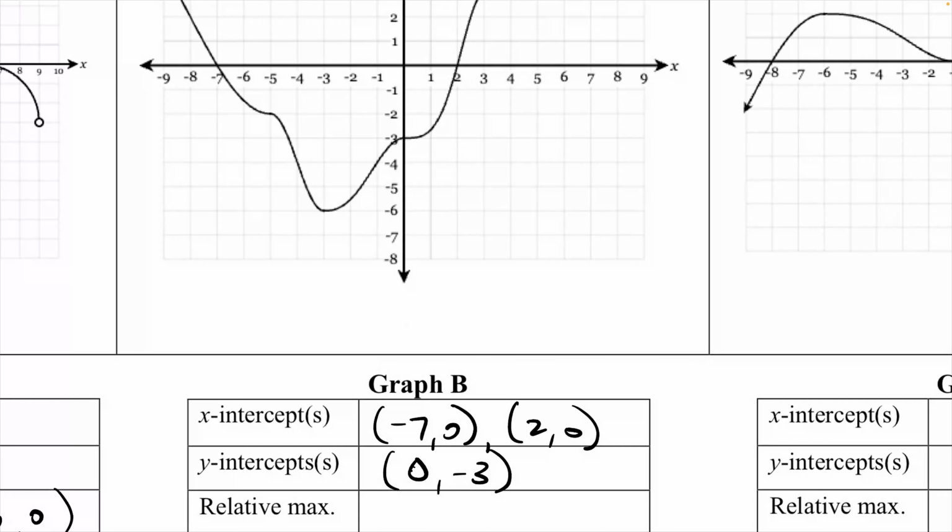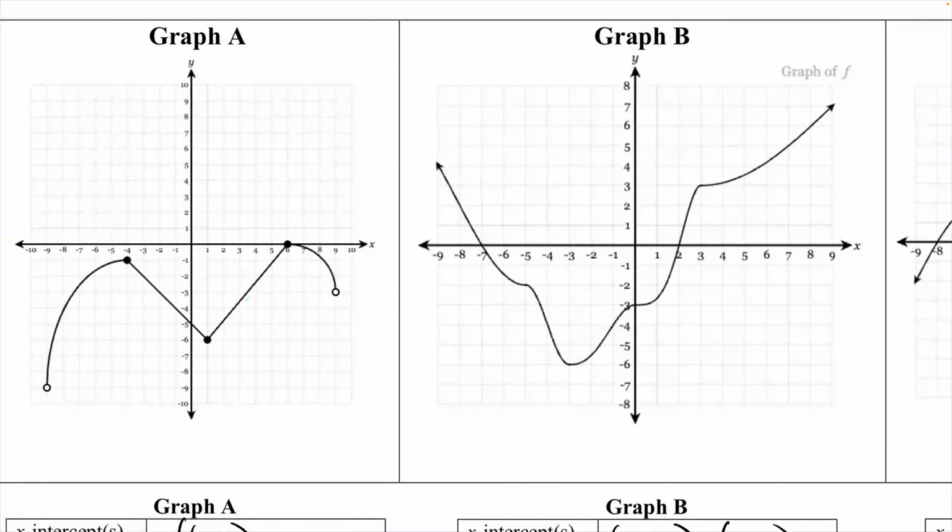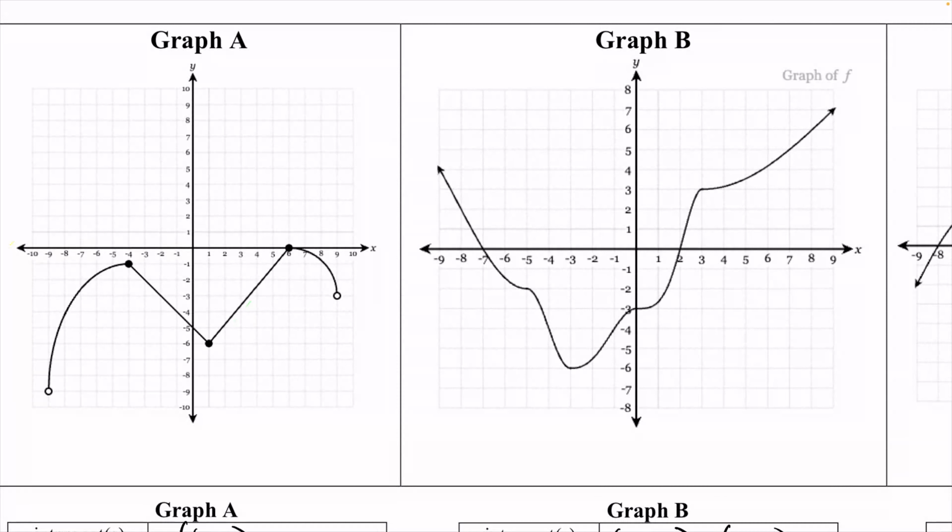Relative maximums, high points. Oh, sorry. I should have done this before. Before we continue, what's the difference? What differences do you recognize between graph A and graph B? I should have asked you guys this before. What differences do you see?